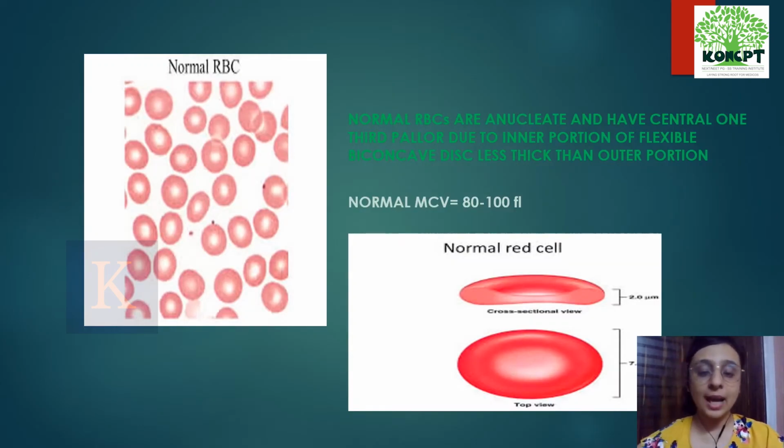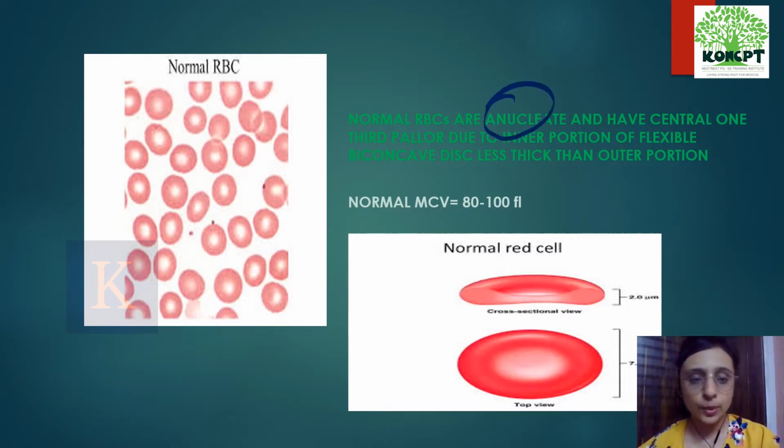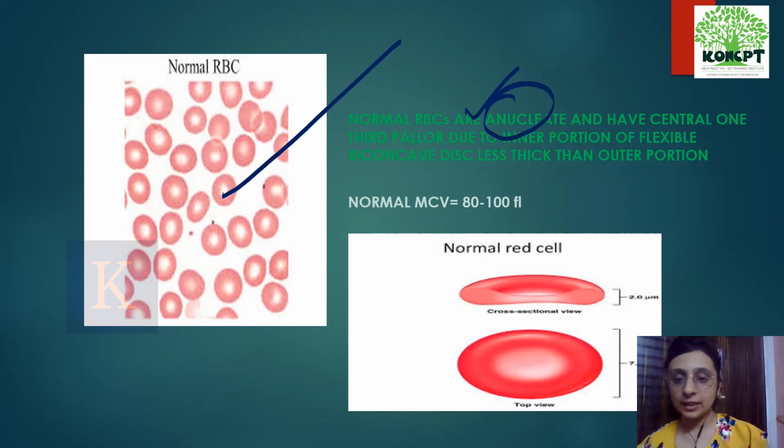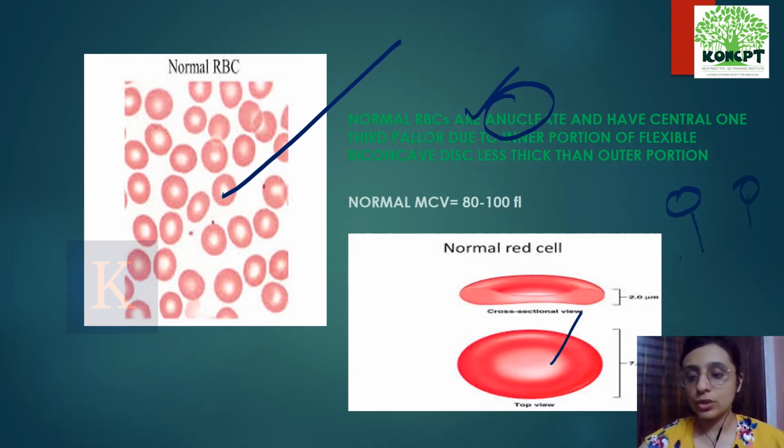See, the normal RBCs, can you appreciate two things? Okay, so we'll see they are anucleated. Can you appreciate any blue color nucleus? No, they are anucleated. And second, you can appreciate the central 1/3 pallor in the normal RBCs. Now, what is the cause of that normal central pallor? See, if you see the RBCs from the top view, that means you are using a microscope and you are visualizing the slide.